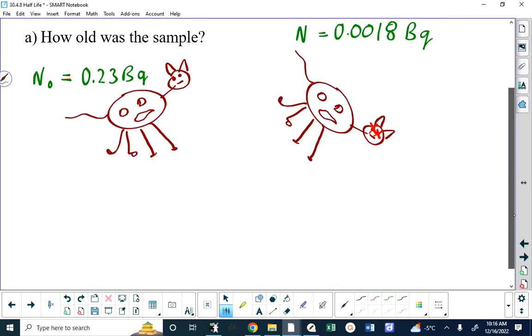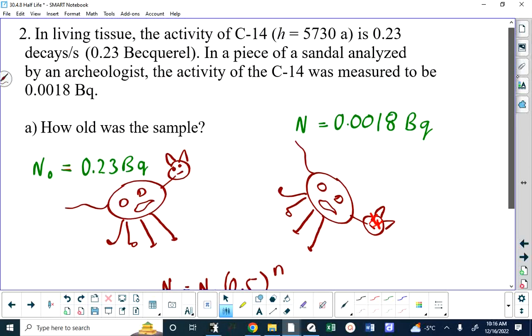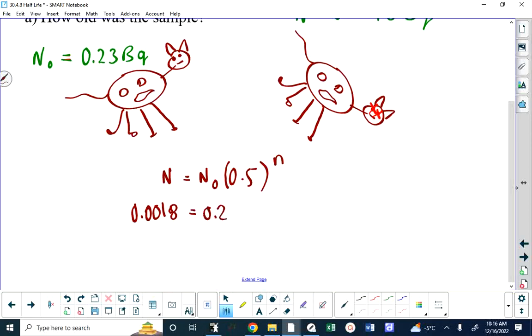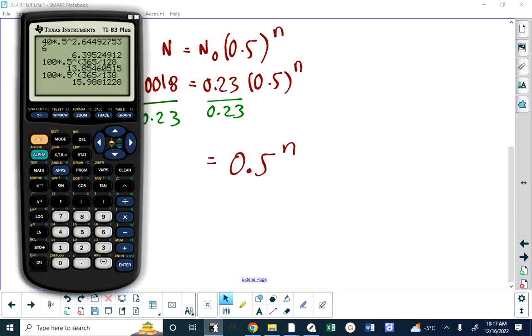So, what does that mean? We have N equals N0 times 0.5 to the n. So we have 0.0018 equals 0.23 times 0.5 to the n. So we have to rearrange that for n. All right. We would start by dividing both sides by 0.23. And end up with this statement that 0.5 raised to some exponent is equal to whatever that is, 0.007826.